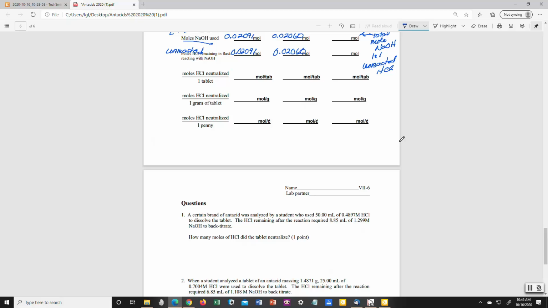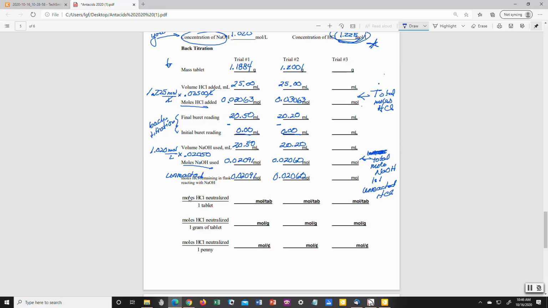So our next thing, we're going to need all of the data, so I won't slide it all the way down. Moles of HCl neutralized per 1 tablet. Well, we have the total, we have the unreacted, and we're going to subtract those two to find the moles neutralized. So that would be 0.00972 for this one, 0.01003 for the second trial. So now we know our moles neutralized per tablet. That was the difference between these two arrowed things, the total and the leftover or unreacted.